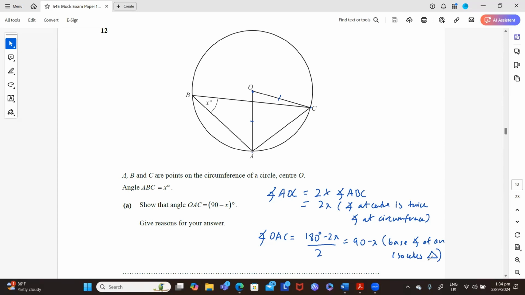Okay, now for part B, they tell you that angle BAO is 54 degrees. So this part here is 54 degrees. And they also tell you that OCB is 11. This tiny angle here is 11 degrees. So they want you to find the value of x. Okay, so for part B, how do you do this? First, you want to find out what's BAC in terms of x. So this whole angle here.